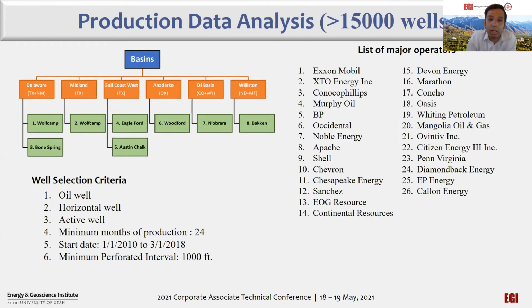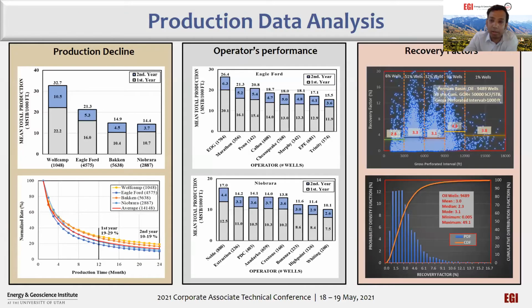So we have downloaded more than 20,000 wells data from Enverus, previously known as Drilling Info. All these wells came from all basins, all major formations from the USA. They are mainly tight formations or shale. And we also have information about the operators of these wells. After that, we applied some filters like oil wells, horizontal wells, and a minimum number of production months, like 24 months minimum production data. And then we have analyzed those data for different kinds of investigations. Like on the left-hand side, you can see we have done production data analysis, or production decline mainly.